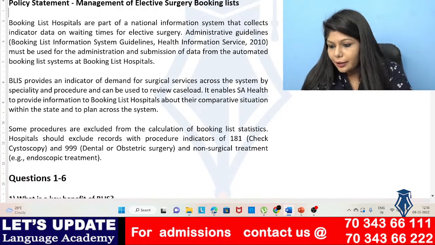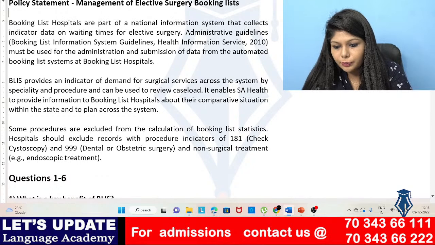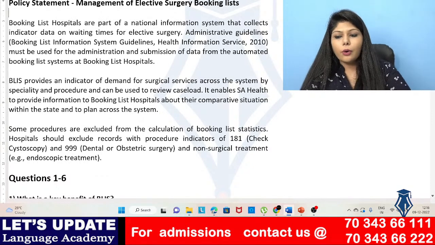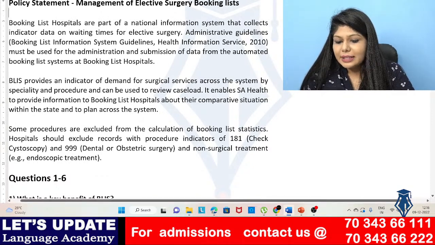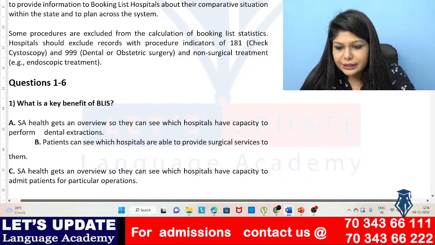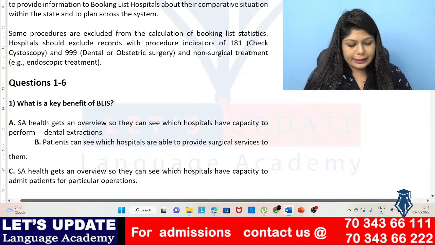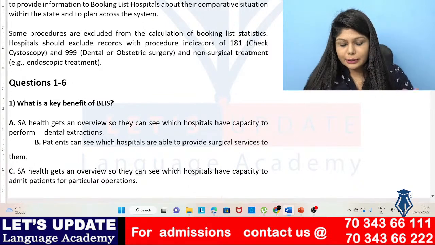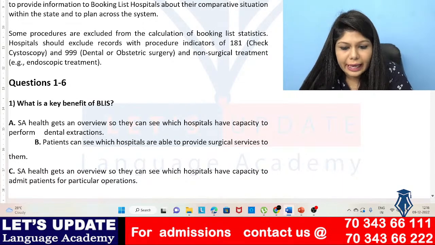Okay, so there is some information given in brackets also. Just go through that also. So now, coming back to the question, what is a key benefit of BLIS? That is our question. Okay, so what should probably be the answer?